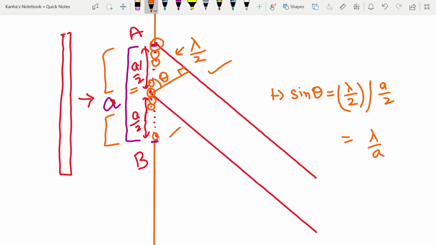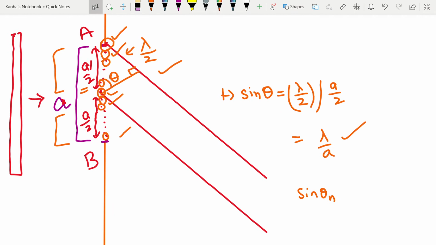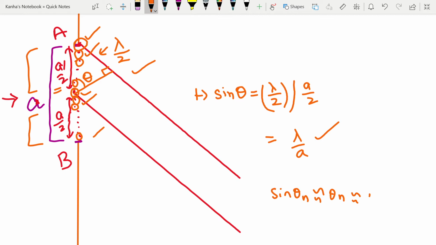or I can easily write this as lambda by a. So my sine theta is equal to lambda by a for, let's say, this point and the central point. Similarly, for the second point and the second point below the center, I have the same relation, that sine theta is equal to lambda by a. I get destructive interference there. With this in mind, I can easily generalize this formula: sine theta for the nth minima is nothing but n times lambda by a.